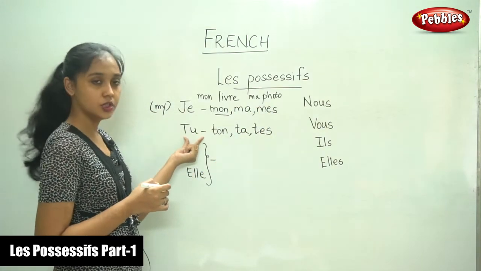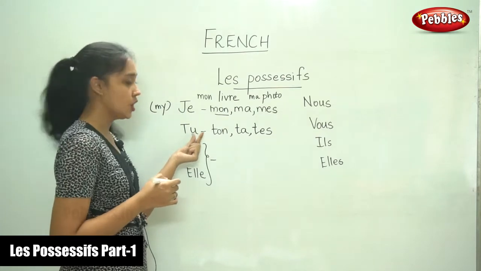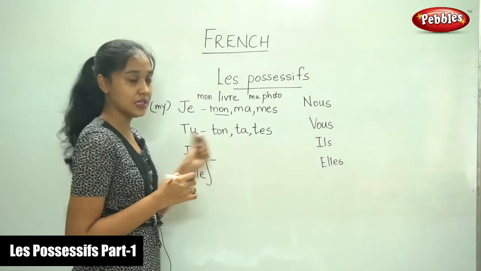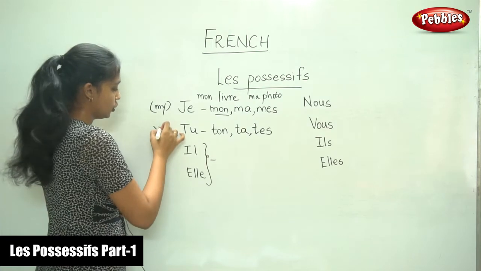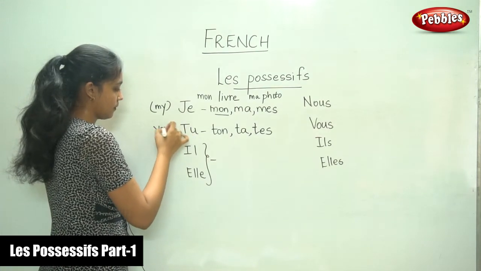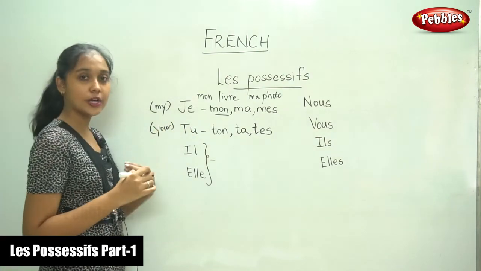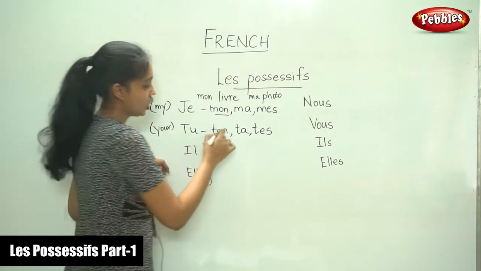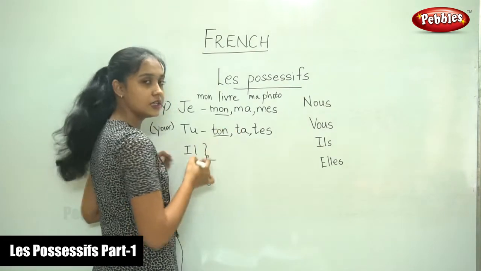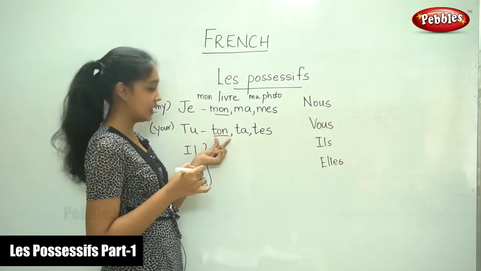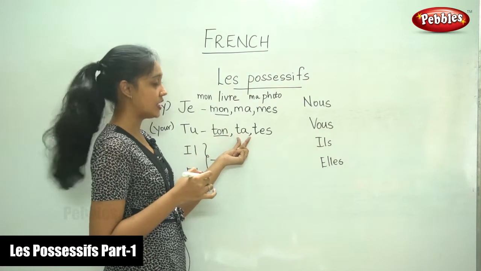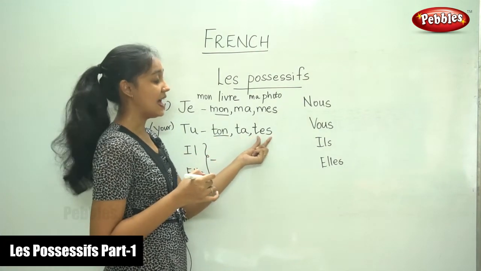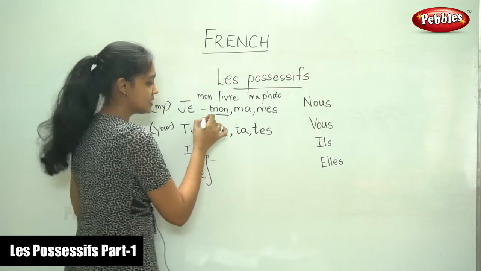Similarly, tu. Tu is you. So all these words mean your. That is belonging to you. Ton is for a noun that is masculine. Ta is for a noun that is feminine. And te is for a noun that is plural.